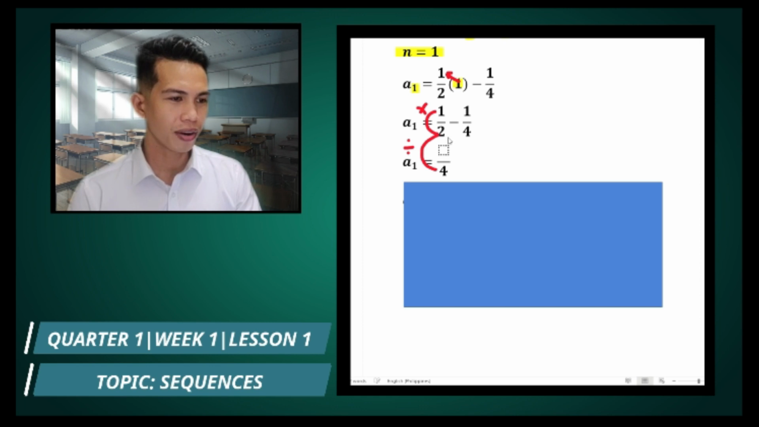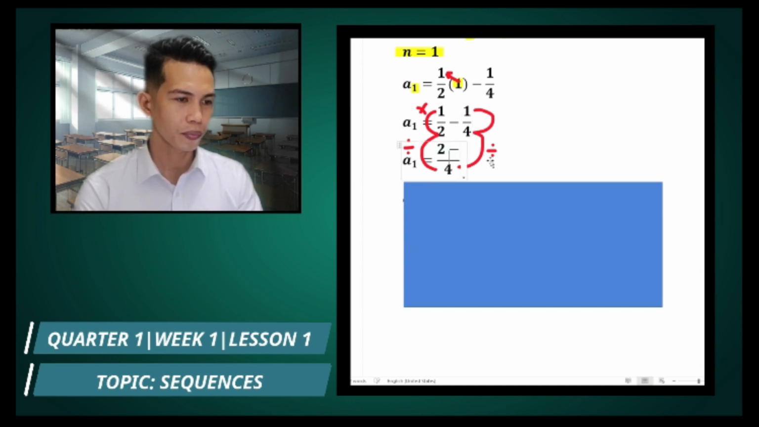So 4 divided by 2, we have 2, and then multiply to 1, we have 2. Next, copy the same sign, minus, and then we are going to do the same process on the right side. 4 divided by 4, we have 1. And then multiply to the numerator 1. 1 times 1, we have 1.